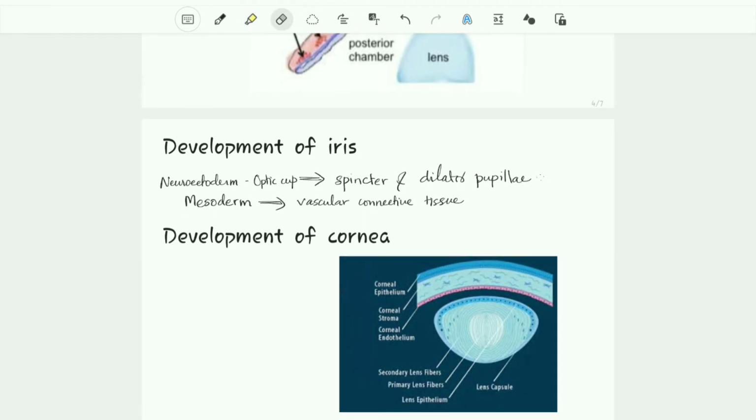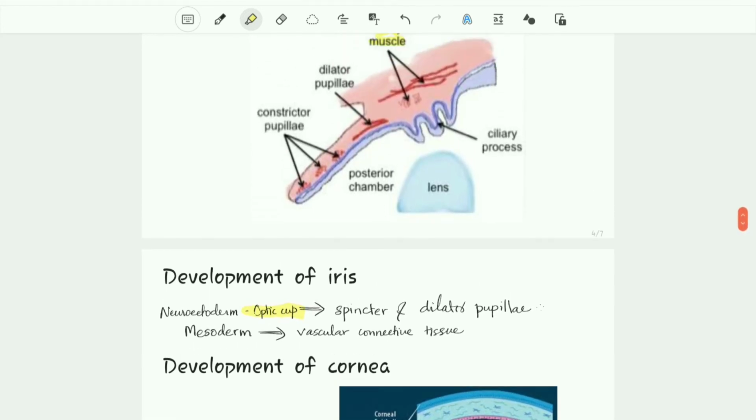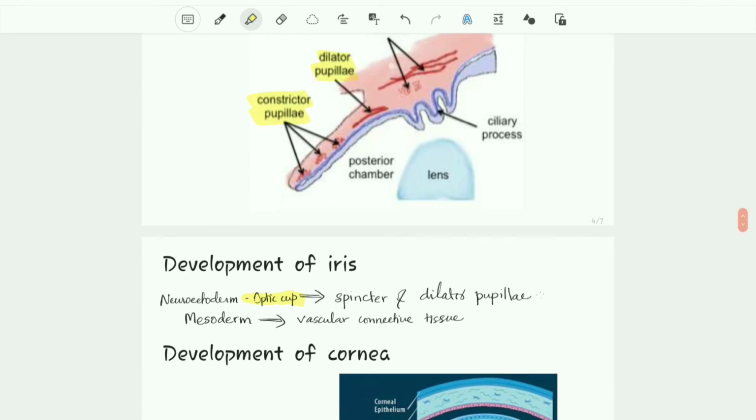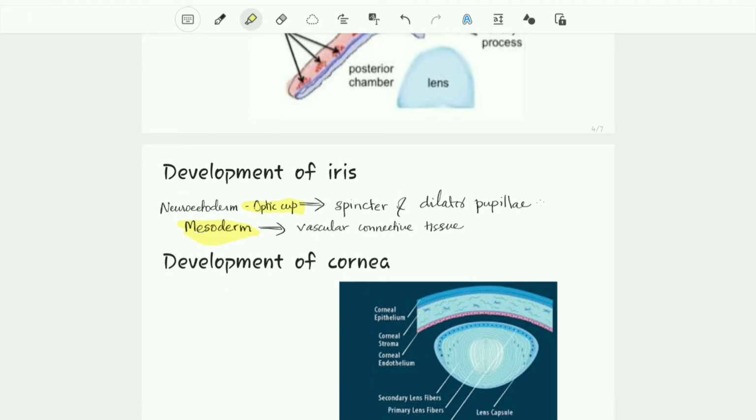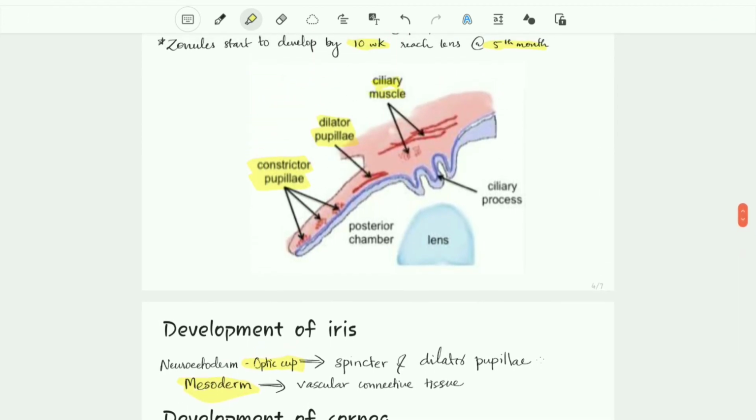Now let's look at the development of the iris. The iris is derived from the rim of the optic cup. Its epithelium is formed by both inner and outer layers, which later transform into the muscles, sphincter and dilator pupillae. The vascular tissue of the iris is from mesoderm. Here you can see the iris overlaps the lens and does not reach the center. The circular gap remaining is called the pupil.